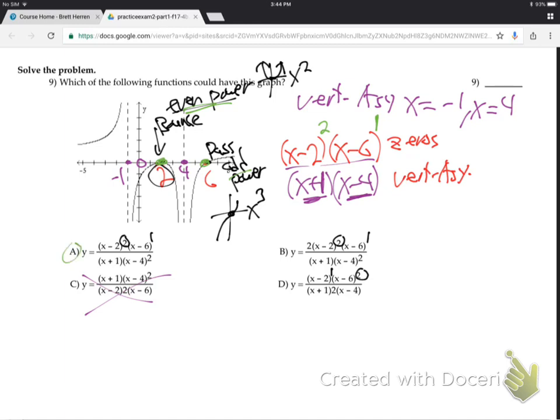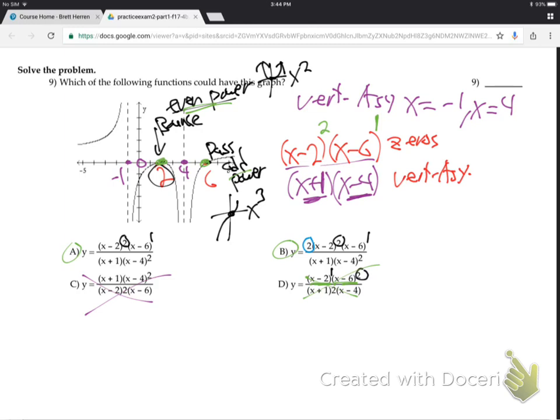A looks good, B looks good, they're still in the running. Bye-bye D. D's out because he has an odd power on the x minus 2 and an even power on the x minus 6. He has those reversed. He's out. So now, it's all the way down to A and B. How are we going to determine which one it is, A or B? The only difference between A and B is this 2 in the front. Everything else is the same. So how do you know whether it has a 2 in the front or not?